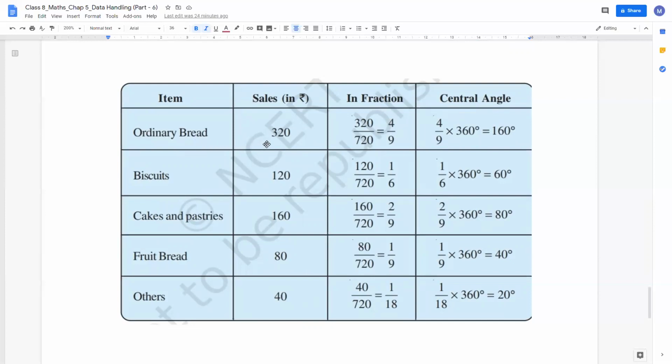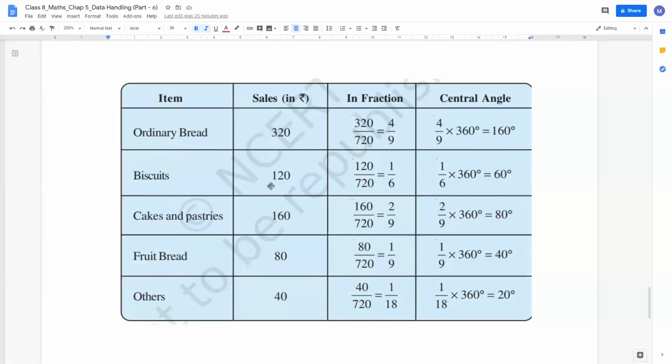Ordinary bread, the sale is 320. Now how will you find the fraction? 320 upon the total. The total sale is 720. So 320 upon 720 equals 4 by 9. Now how will you get the central angle? Central angle equals the fraction multiplied by 360. So 4 by 9 multiplied by 360 equals 160 degrees. So for ordinary bread, in the circle we have to make the sector at a central angle of 160 degrees.